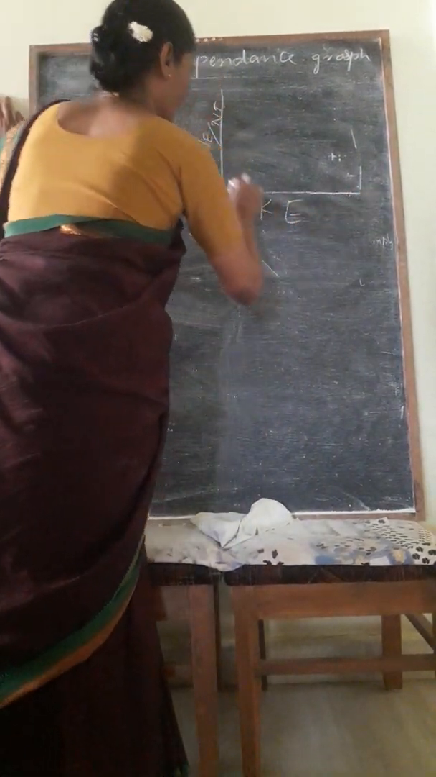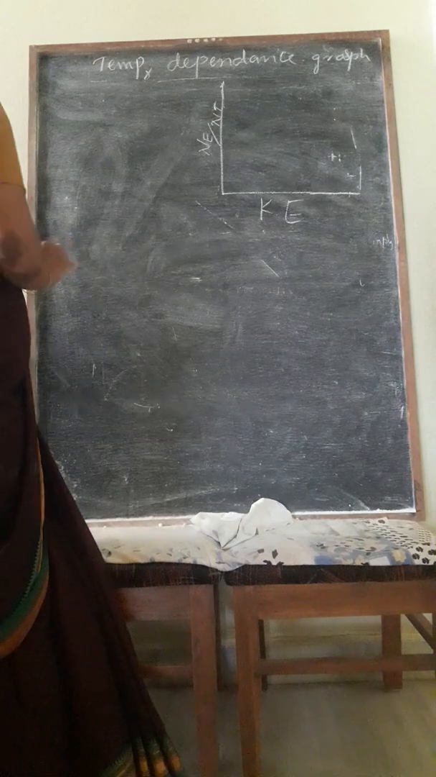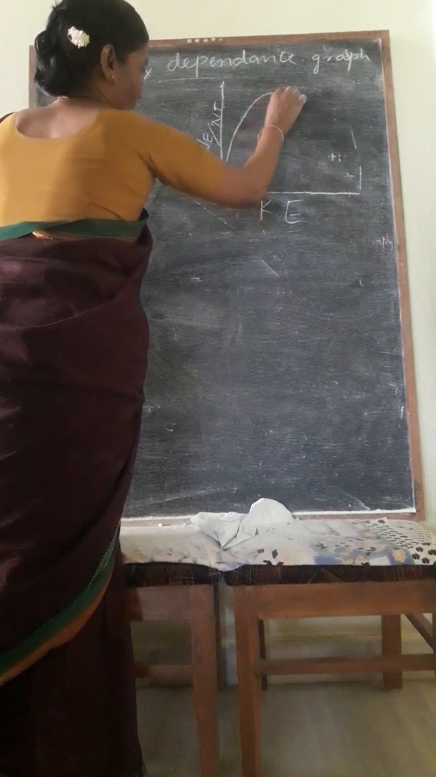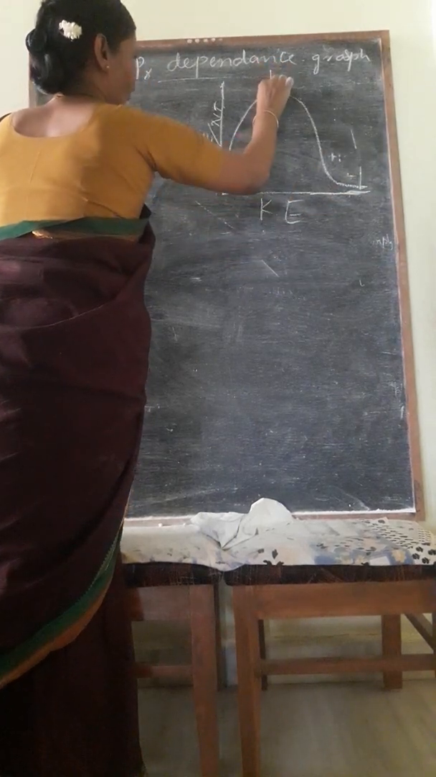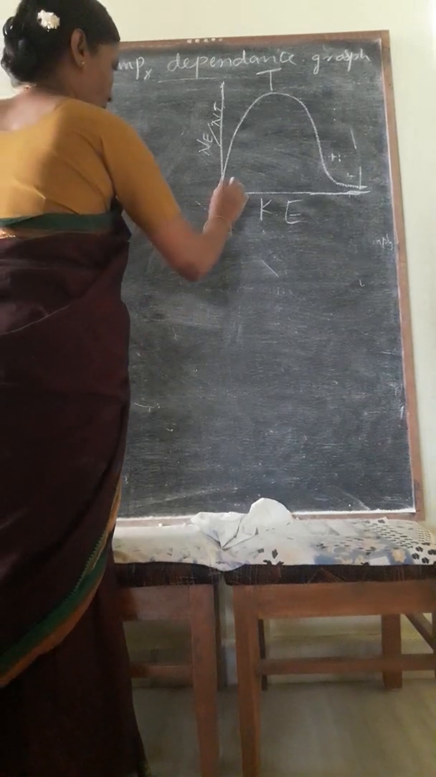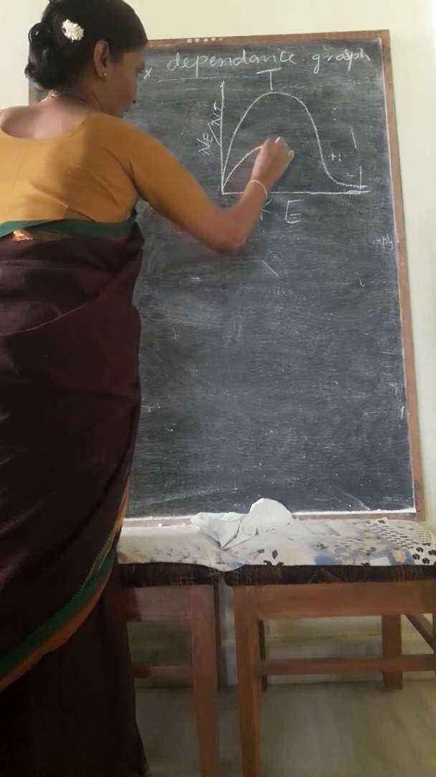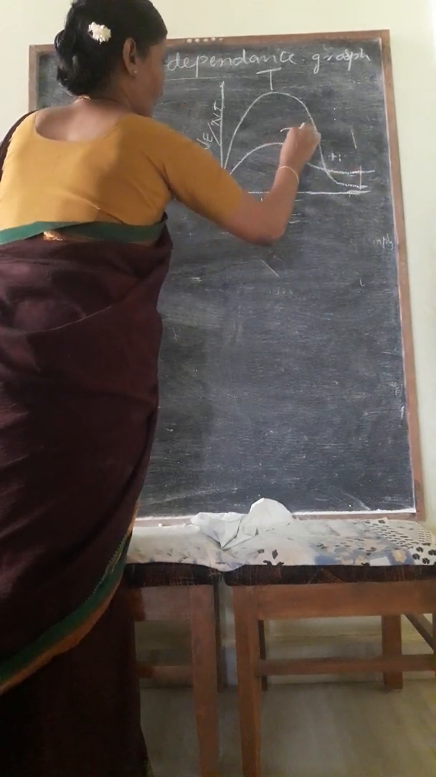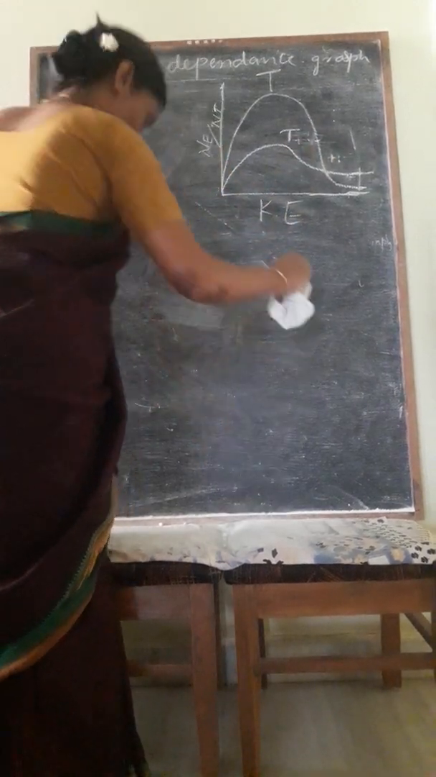Suppose a reactant I have used here, that reactant is converted into product at the time T. This is at the time T. Okay. Now, the same reactants are converted into product at T plus 10 degree, at the time T plus 10 degree.